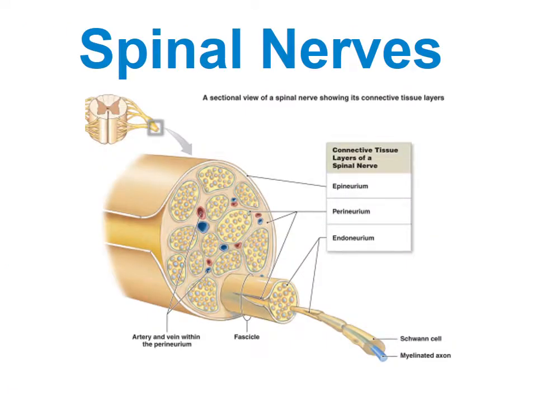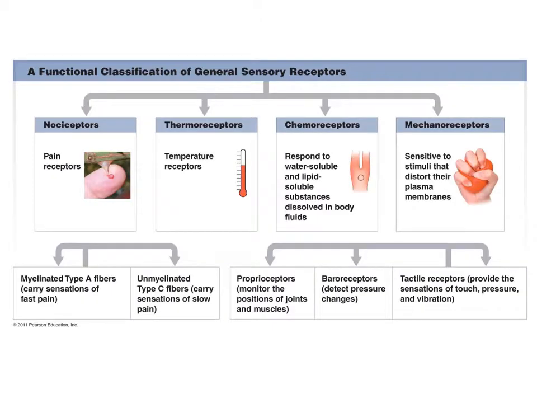Spinal nerves have the same structural features as cranial nerves. Note epineurium, fascicles, perineurium, and endoneurium. Sensory neurons are unipolar. The exceptions are eye, nasal mucosa, and ear, which are bipolar. Otherwise, sensory neurons tend to be named after their stimulus.